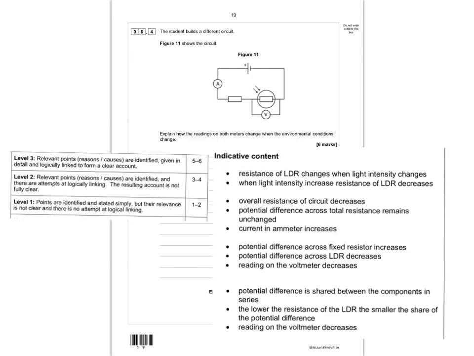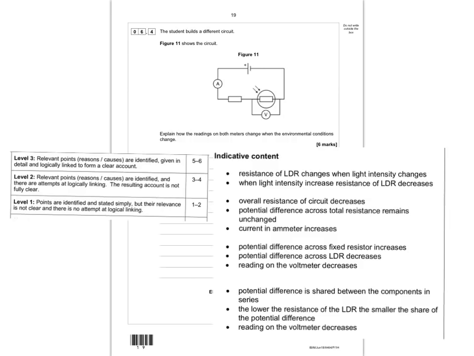So the type of content that they would expect you to give is shown here under the indicative content. What you really need to be talking about is how the resistance of the light dependent resistor is going to be affected by the light intensity in the room. The higher the light intensity, the lower the resistance. So as light intensity increases, you're going to have a lower resistance in the circuit, which means that the reading on the ammeter will increase. So we've got the ammeter mark there.